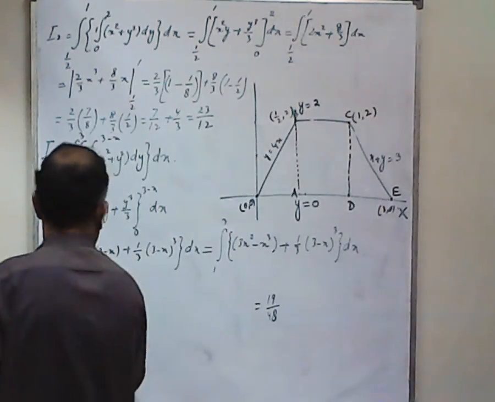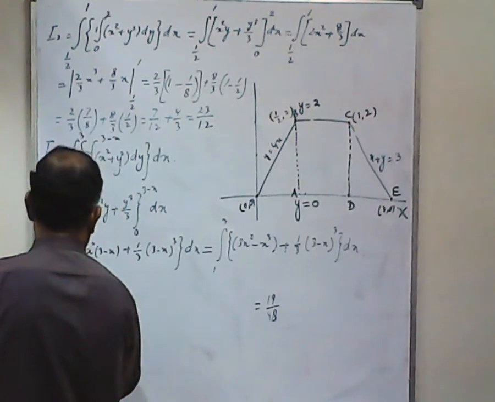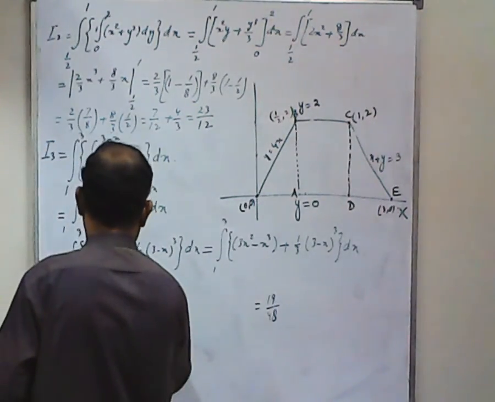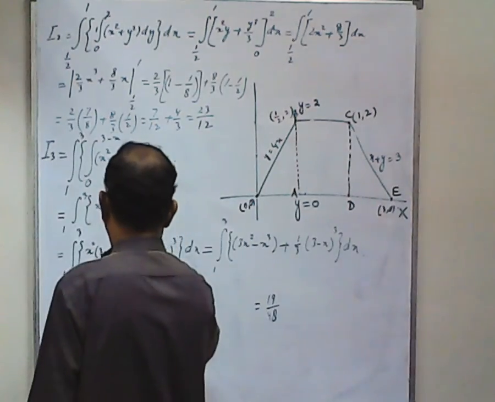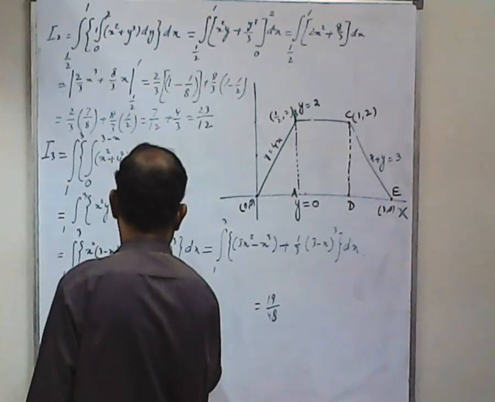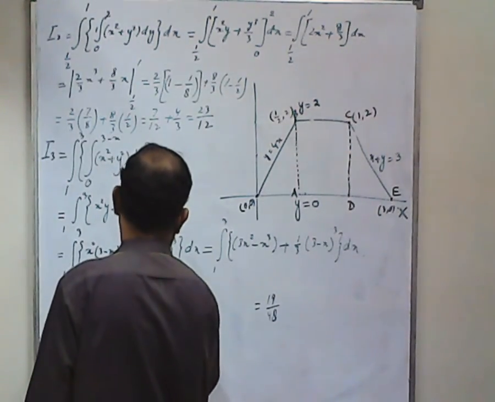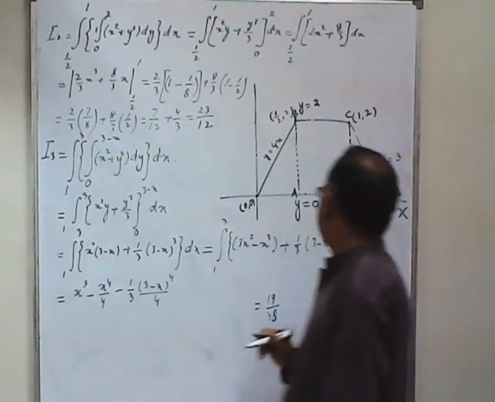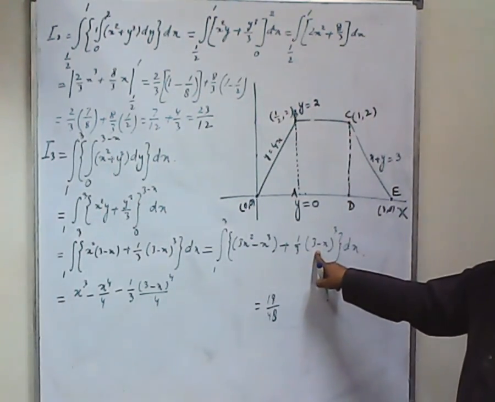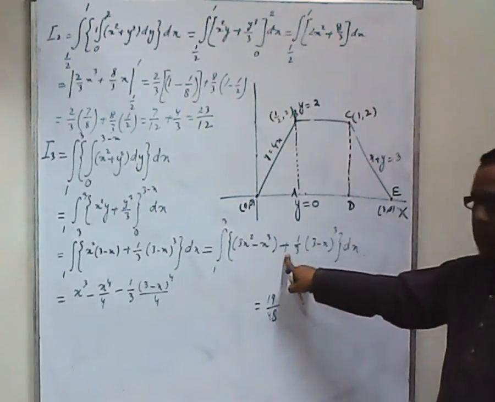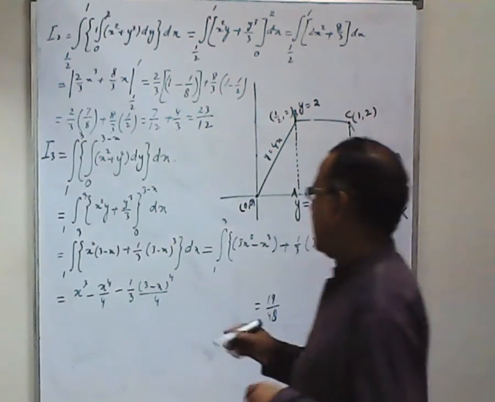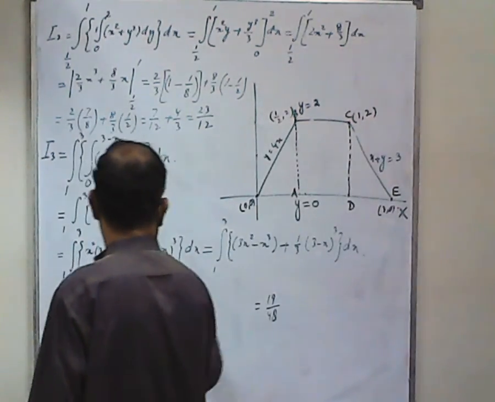So this will be equal to x cube minus x power 4 by 4, minus 1 by 3, 3 minus x power 4 by 4, because the derivative of 3 minus x is minus 1. So this minus plus will become minus. So 3 minus x power 4 by 4, and we need to substitute the values from 1 to 3.